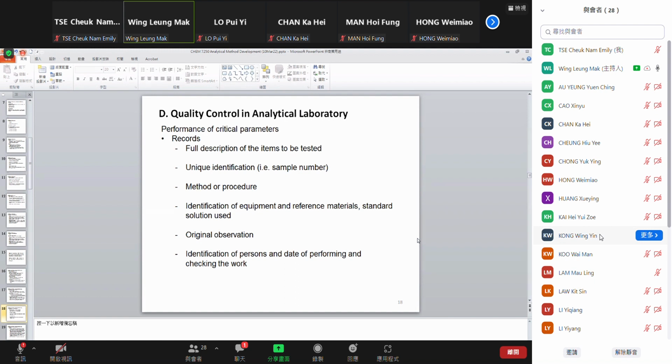Identification of the person and the date of performing and checking the work. That means who did it, and you ask the person to write down their name. In case we need to check, we know who did the test and can ask for extra information, which may or may not have caused a problem with this test, and give a valid result to your clients.